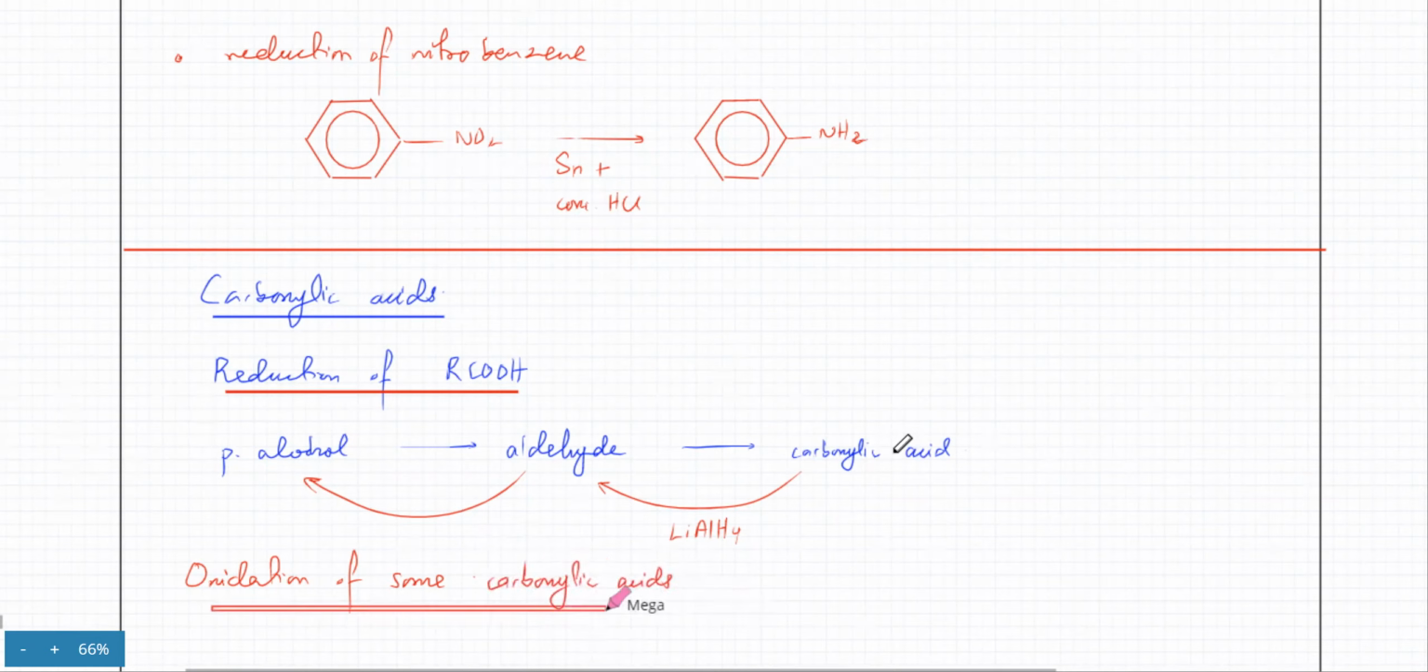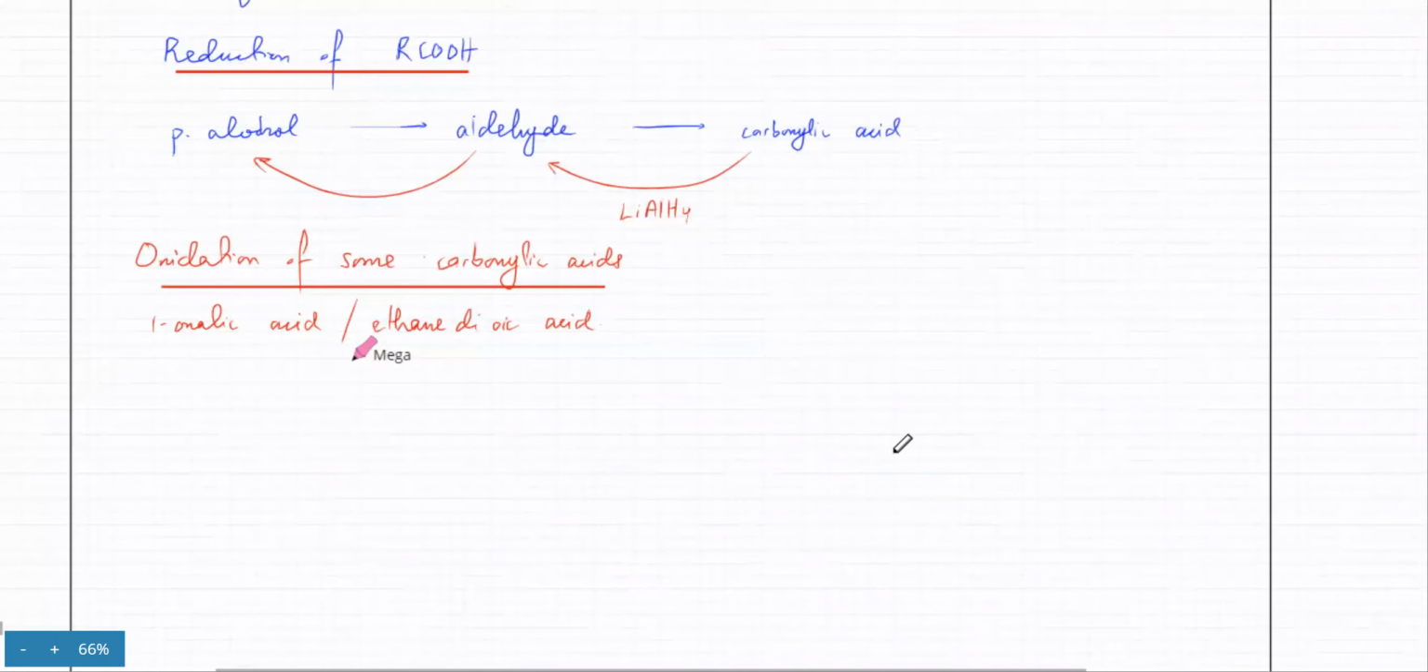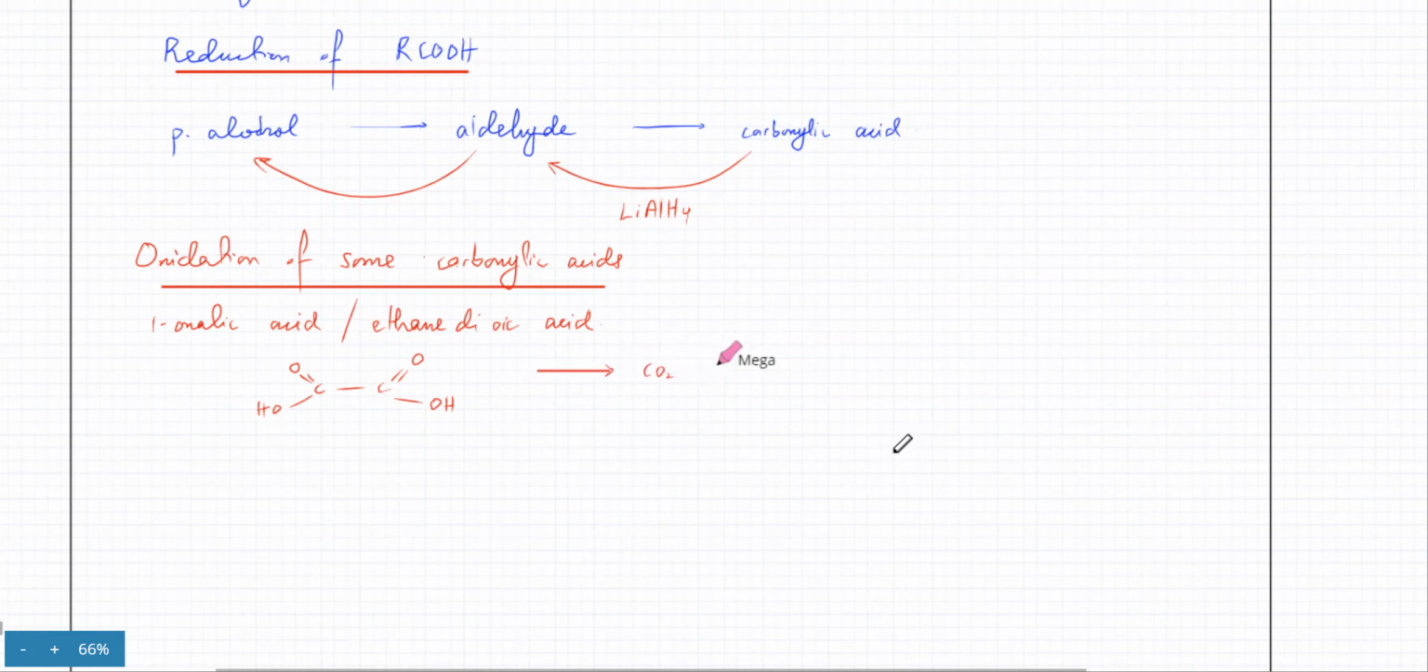One of them is oxalic acid, or you can call it ethane dioic acid. That's number one. Ethane dioic means two carbons, and dioic means there's going to be carboxylic acid groups on two sides. What you just need to know is that both of them are going to get oxidized to carbon dioxide and water. All the carbons gain more oxygens, and the hydrogens gain oxygens, so carbon dioxide and water are produced.